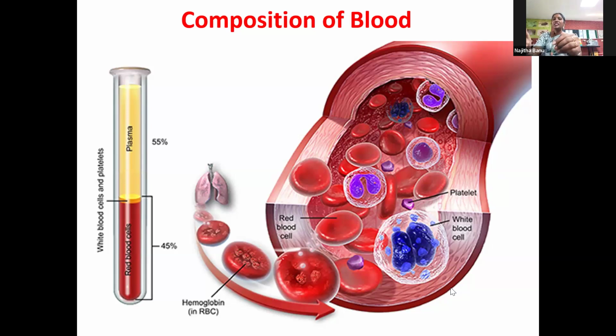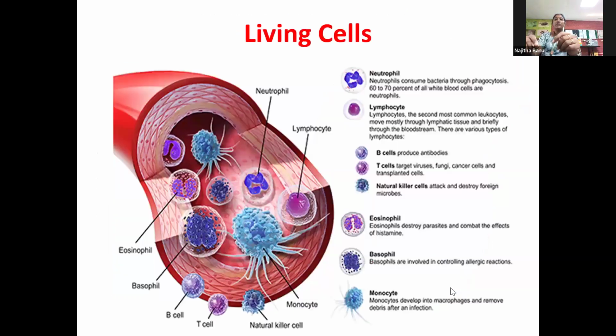If it is not clotting the blood, what happens? The blood will leak out from our body continuously, which causes a lethal effect, it means a fatal effect, to the individual. The formed elements, not only the RBCs, the formed elements, or otherwise we can call them, are living cells.